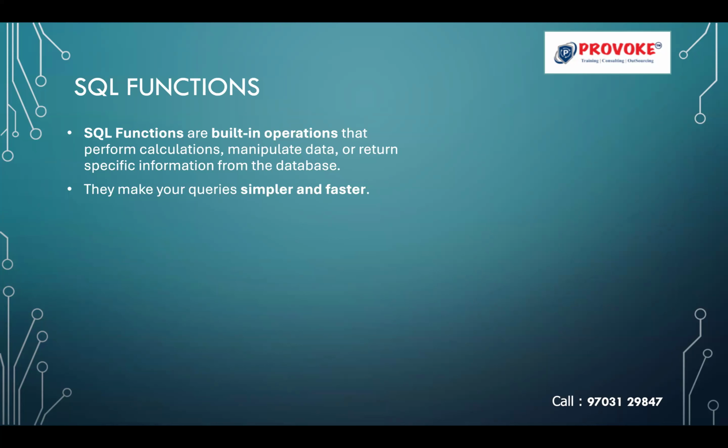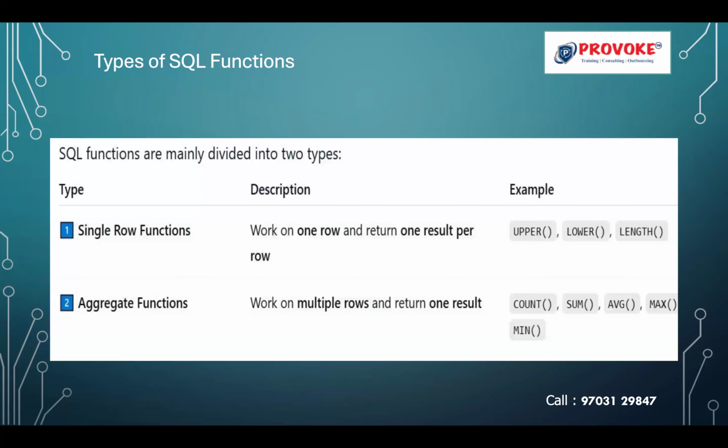SQL functions are built-in operations that perform some calculation. They manipulate the data and return specific information from the database. They make your queries simpler and faster. The types of SQL functions are single row functions. They work on only one row and return one result per row.